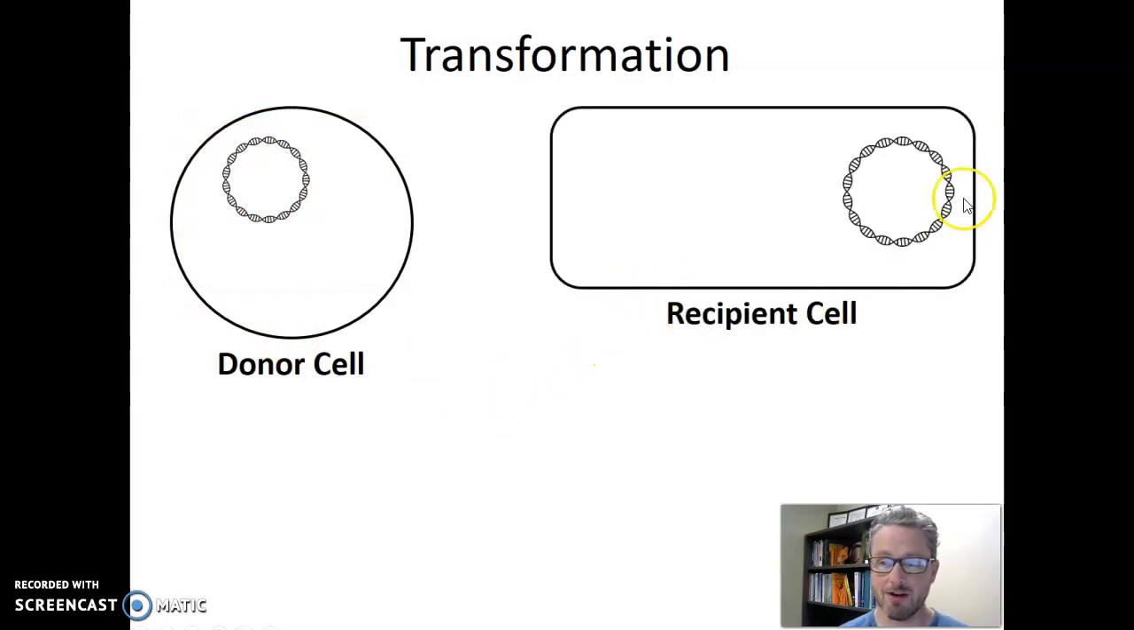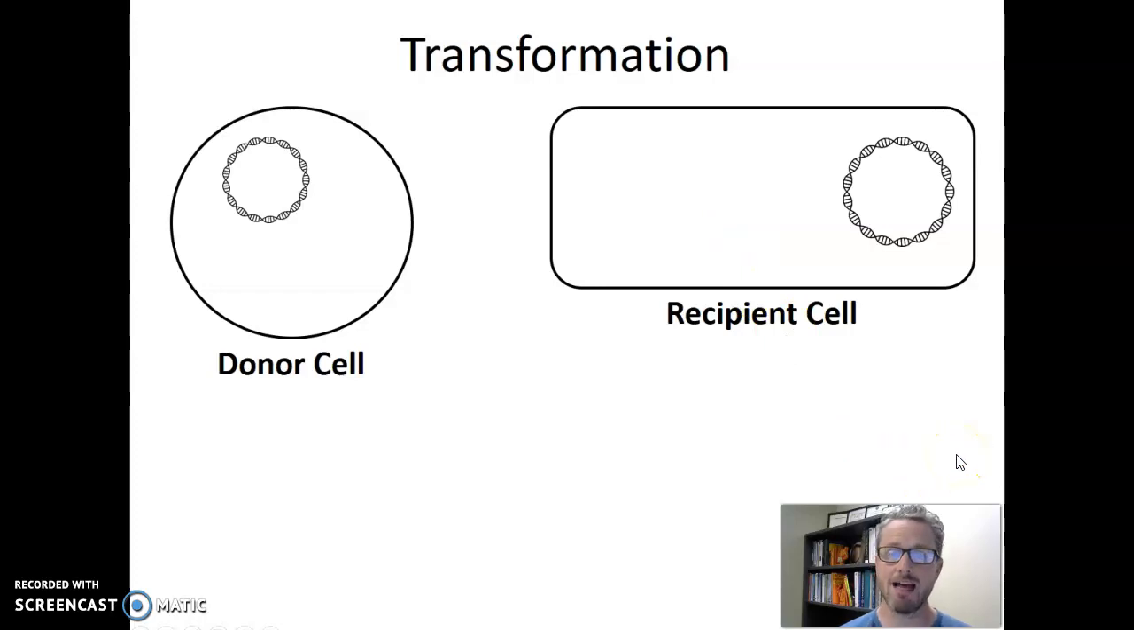So here I've made a very simple bacillus-shaped cell to demonstrate that the two cells are different from one another. And then this cell also has its own chromosome. So both of these cells have all the genetic material they need to carry out their everyday lives. Again, in transformation, DNA from this donor cell is going to end up inside this recipient cell.